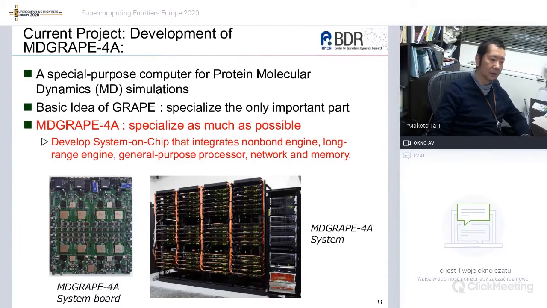So we started to develop MDGRAPE-4 and MDGRAPE-4A after that. This is a specialized machine for molecular dynamics simulations. But in previous GRAPE systems, the basic idea was to specialize only the important part, like non-bonded force calculations. But to catch up with the Anton systems, we need to specialize as much as possible. So we developed a system on chip that integrates a non-bonded engine, a long-range engine, general-purpose processor cores, network, and memory. So everything is packed into a single SoC.